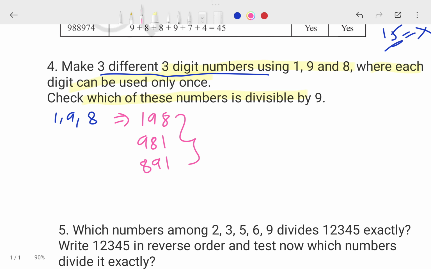These are all different numbers, right? You have to check whether each is divisible by 9 or not. So how can you check? By adding 1 plus 9 plus 8. If you add, how much is this going to be?